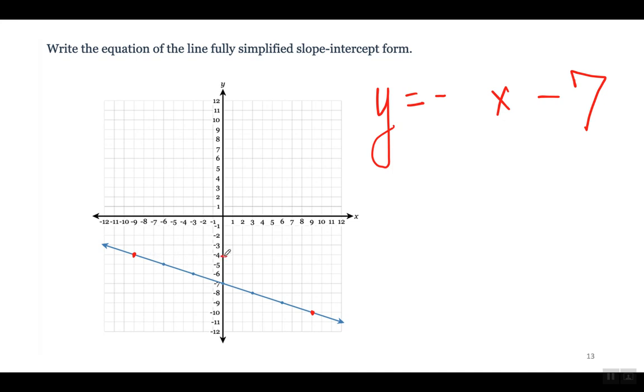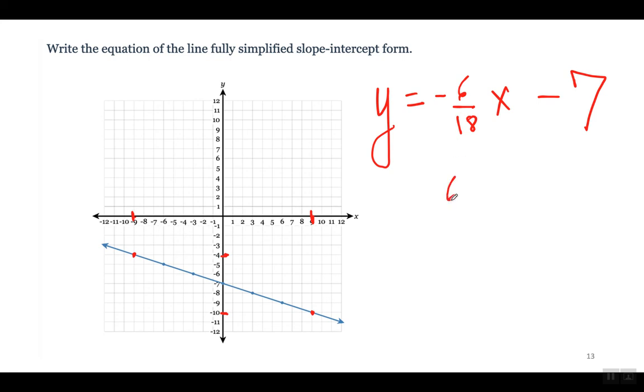The rise goes from negative 4 to negative 10. That's a distance of 6. And the run goes from negative 9 to positive 9. Negative 9 to 0 is 9. 0 to positive 9 is 9 more. In total, that's 18.